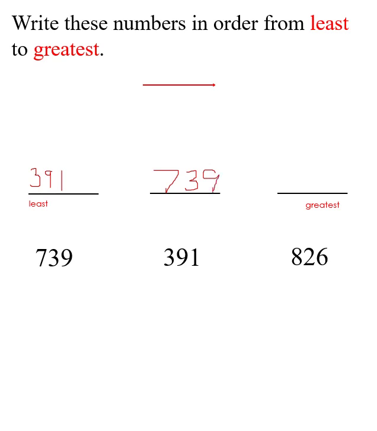All right, so then our greatest number should be the 826, because we know that 8 is greater than 3 and 8 is greater than 7. So 826.